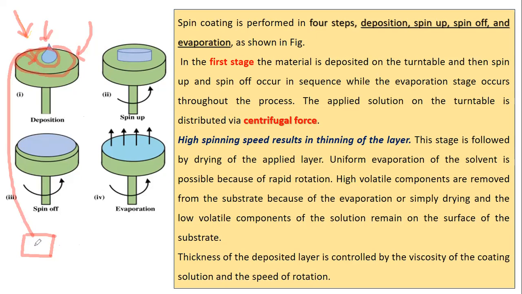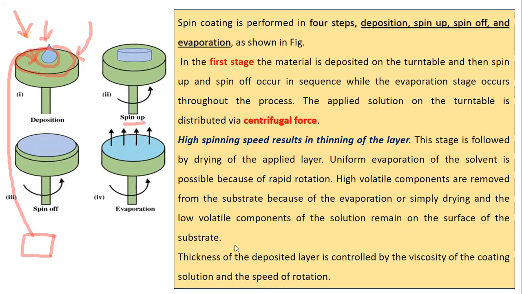Okay, but not uniformly spread onto that substrate. So in the second stage, we simply started the spin coating machine. Whenever we start the spin coating machine, the material is deposited onto the turntable and then spins up. Okay, and then the system was started.